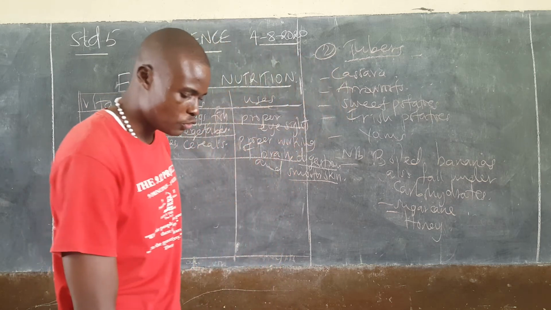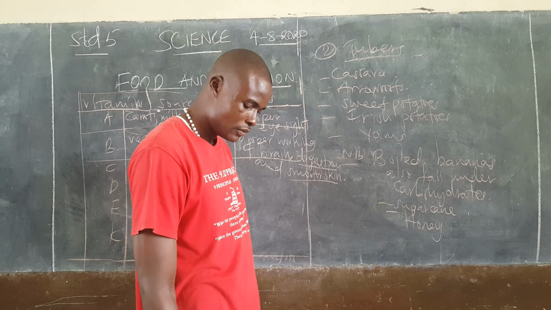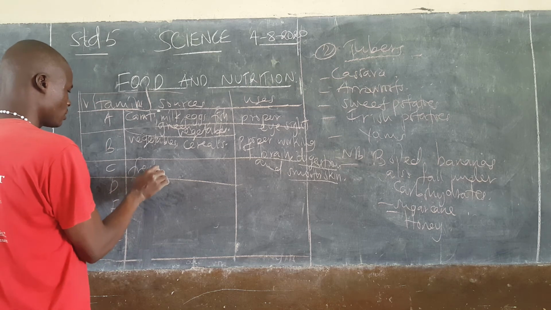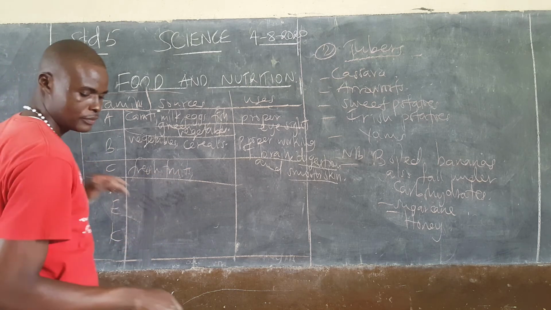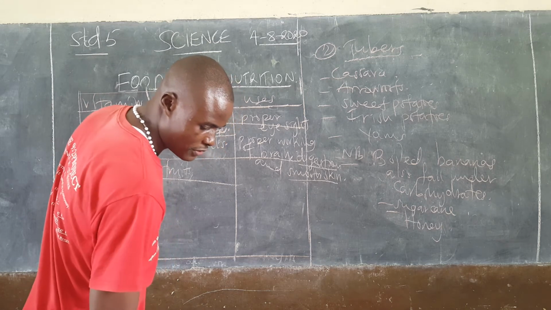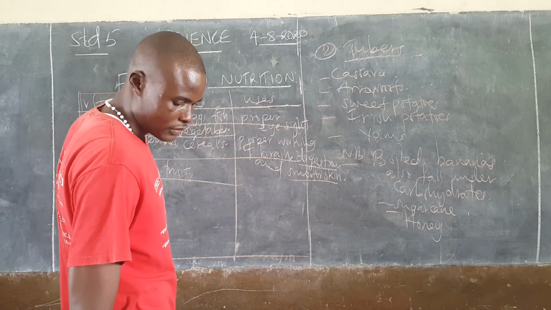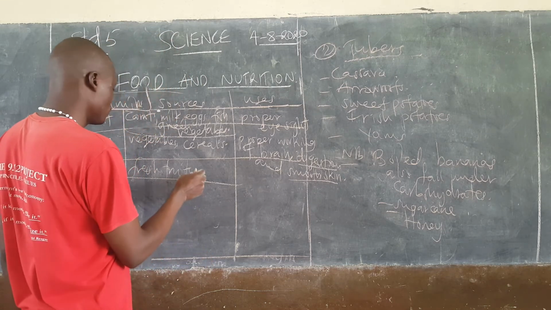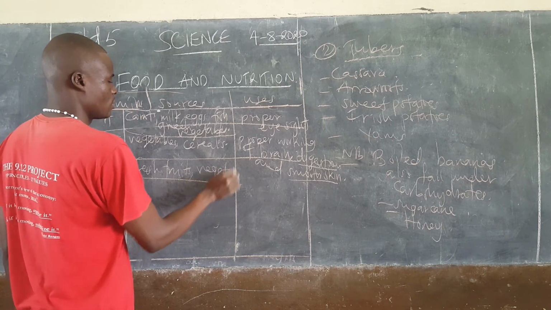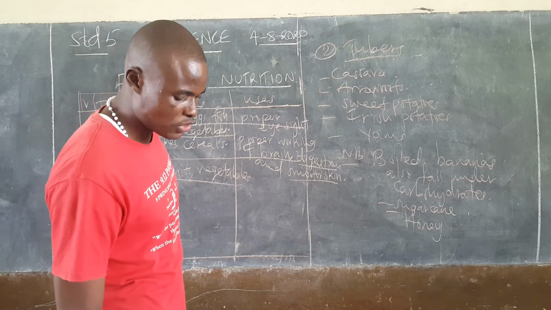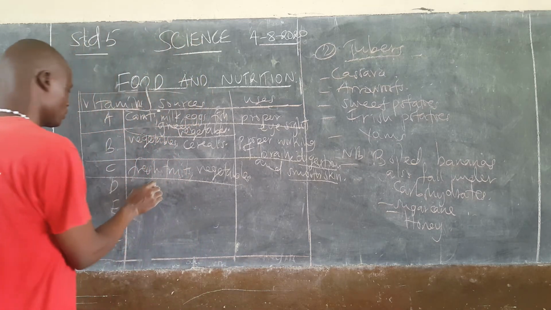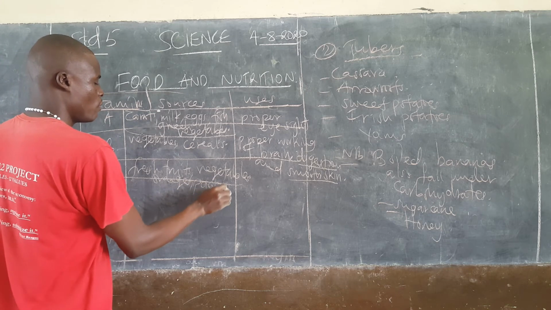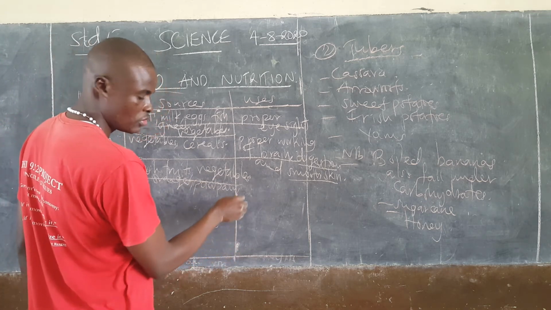Vitamin C, that is going to be our third last. We have fresh fruits. The main sources are fresh fruits, and then we have vegetables. Fruits and vegetables such as oranges, mangoes, and pawpaw. Under this, they have specifically mentioned oranges, mangoes, and pawpaw.